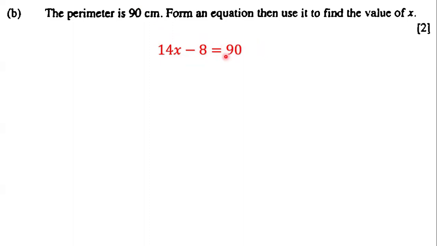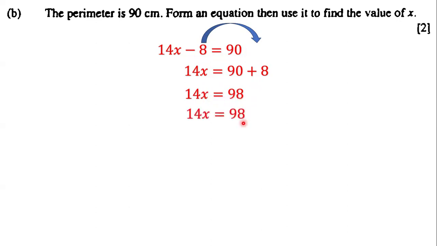Both of them are referring to the perimeter, so they must be equal because both of them represent the perimeter. So we have 14x minus 8 is equal to 90. We're going to send the negative 8 over the equal sign. When we send it over, it becomes positive 8. So we have 14x is equal to 90 plus 8. 90 plus 8 is definitely 98. So we have 14x is equal to 98.